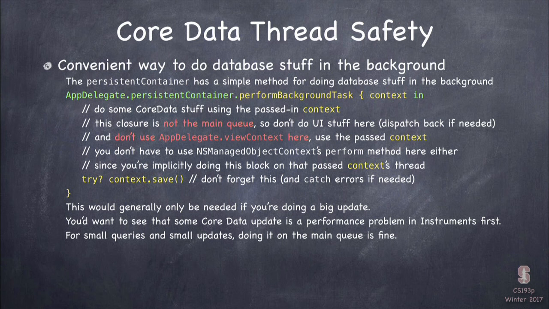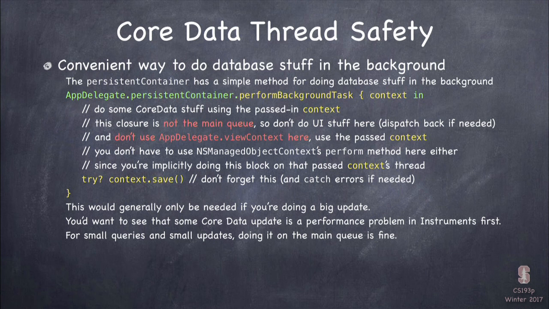Okay? Now, it's a convenience method, so if you really needed to control the quality of service, for example, of the queue and all that, well, you can't use this. But 99.99% of the time, whatever quality of service that queue is getting is the right one for Core Data, because Core Data knows this business. So you're going to do it.